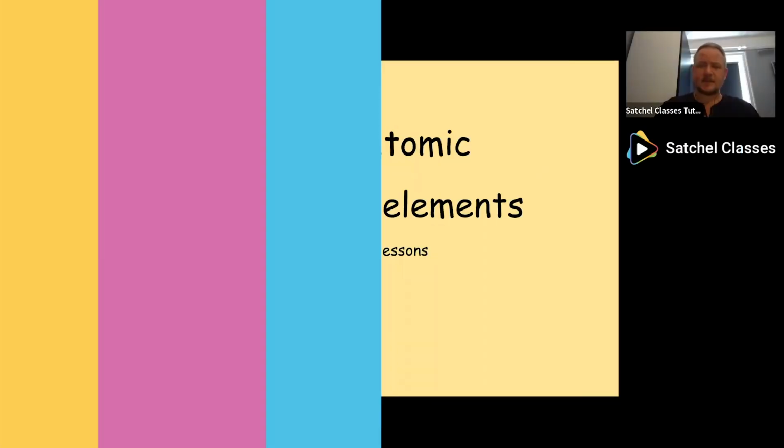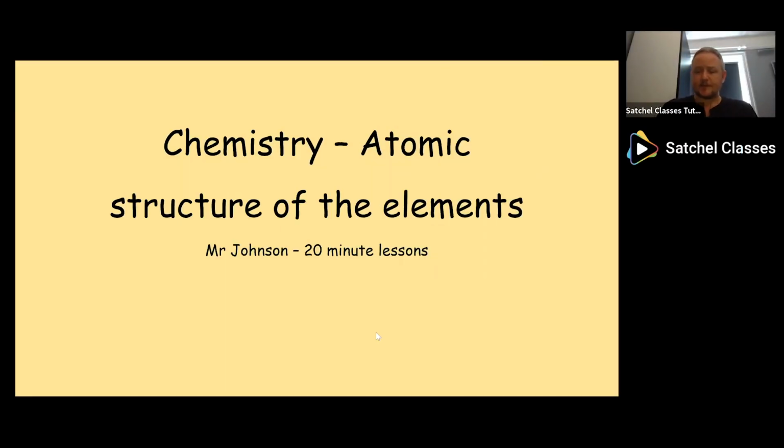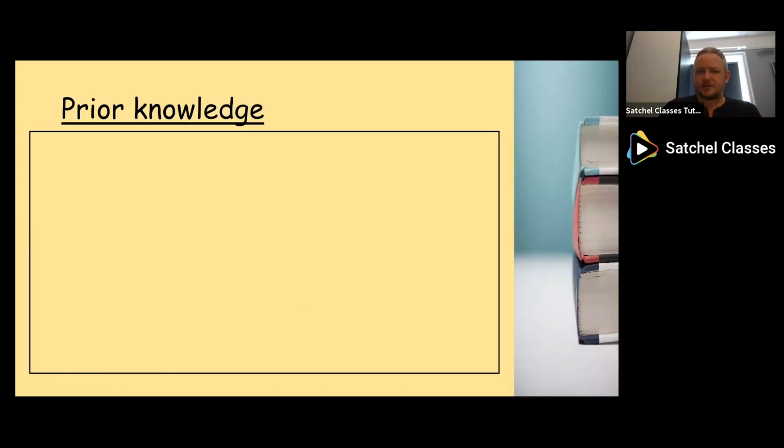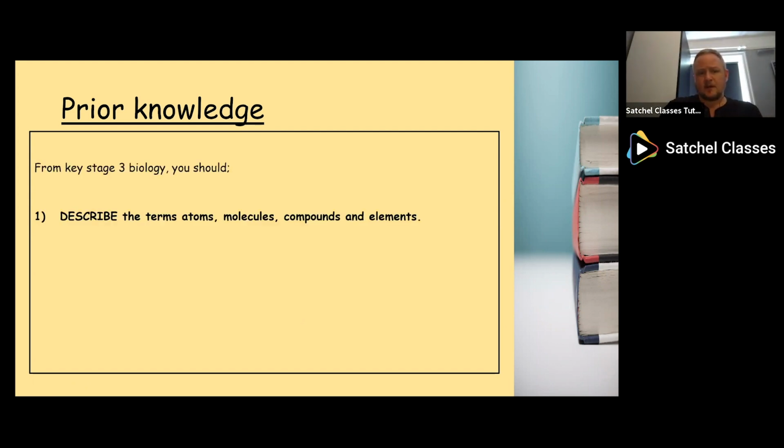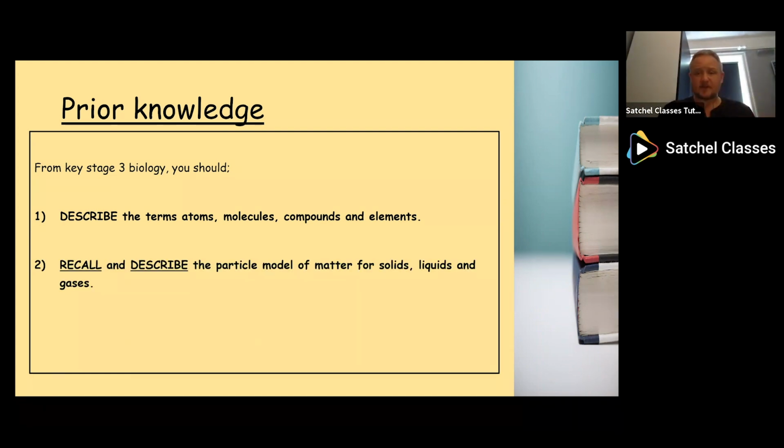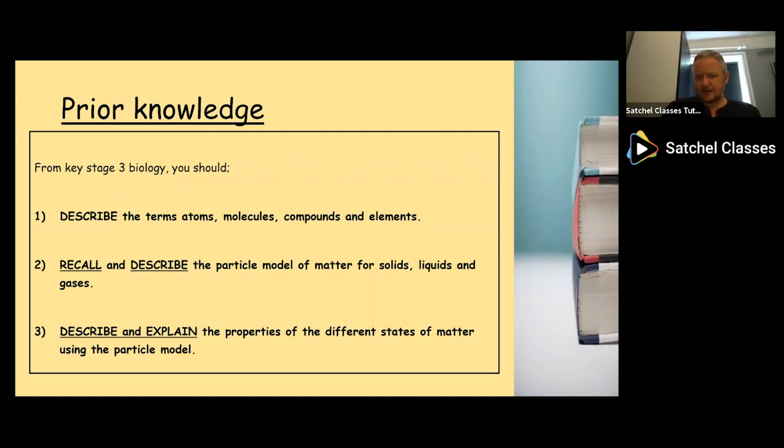This is a GCSE chemistry lesson on the atomic structure of the elements. So, prior knowledge, what you should know from Key Stage 3 chemistry, that's years 7, 8 and 9. Describe the terms atoms, molecules, compounds and elements. Recall and describe the particle model of matter for solids, liquids and gases. And finally, you should be able to describe and explain, to an extent, the properties of the different states of matter using the particle model.